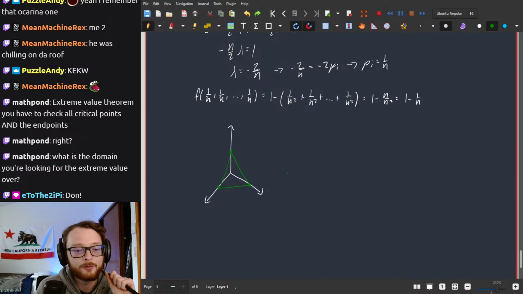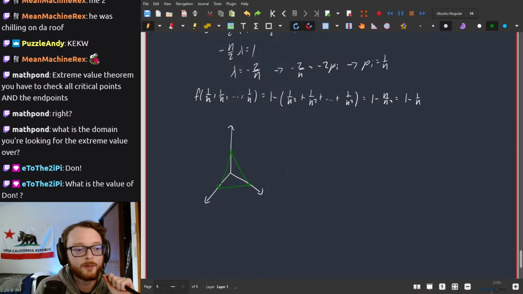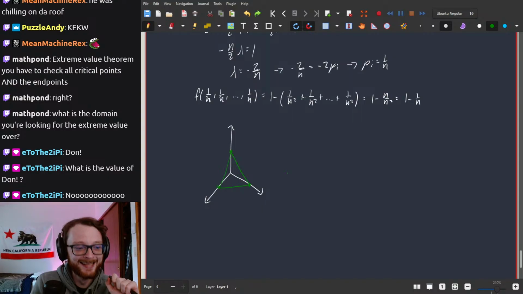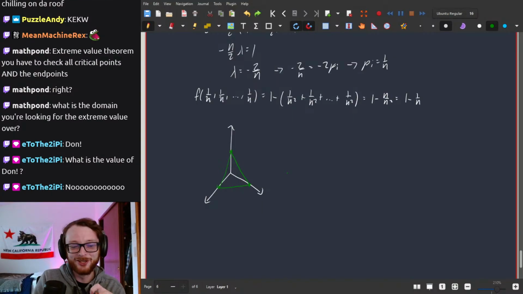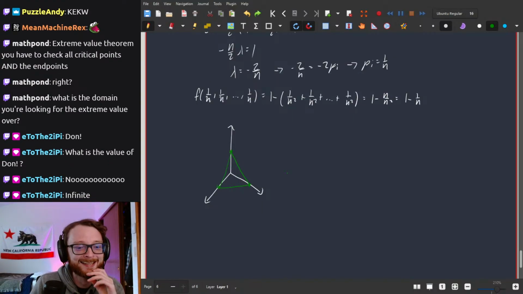Zach, hello, hello. What is the value of factorial? I mean, the self-deprecating part of me wants to say 0. I don't know though. I think there's a more clever answer there. It's a joke. Infinite. It oscillates depending on my mood.